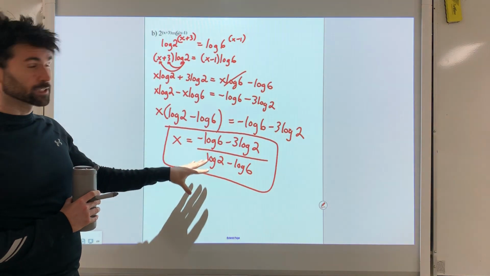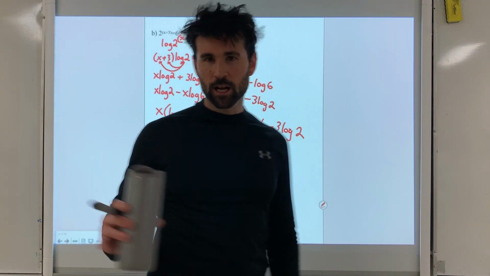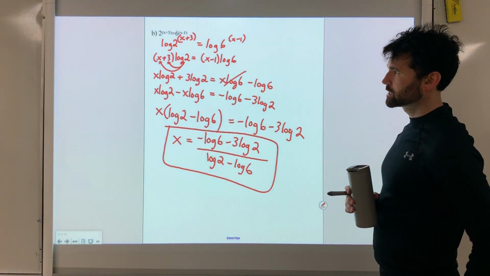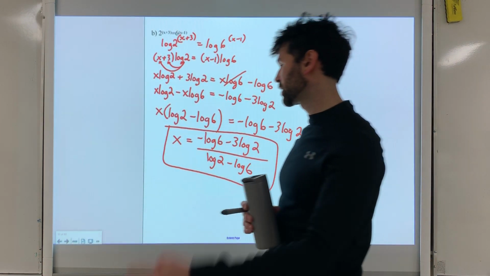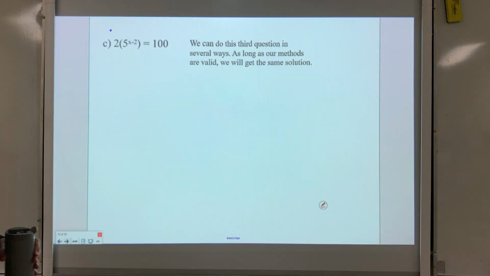The good news is you get to leave your answer like this. You don't need to simplify anything. You just leave it like that. You get questions like this on the exam all the time. They're generally 4-mark questions. They're pretty big. So enjoy. Here's another one.